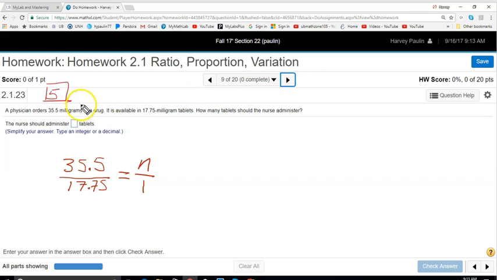Now, setting it up as a ratio or proportion would look like this, but in a sense, all you had to do was take the amount of prescription needed divided by what's in each tablet, or if you cross multiply, you would get that n, 17.75n equals 5.5, and you're just dividing both sides by this.